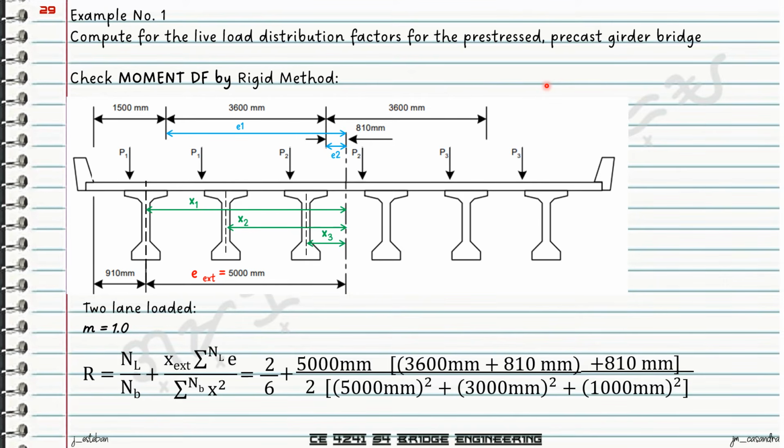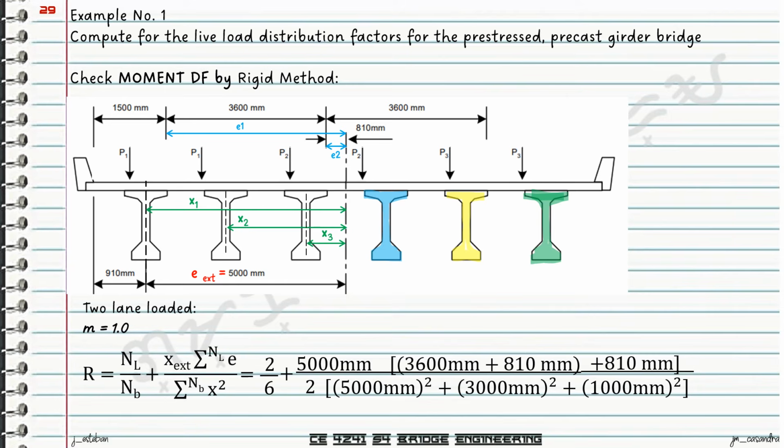Again, we multiply this by 2 since x sub 1 will have the same distance for the other exterior girder since we are symmetrical. So x sub 2 will be the same for the second girder on the other side, and x sub 3 will be the same for the third girder on the opposite side of our bridge.